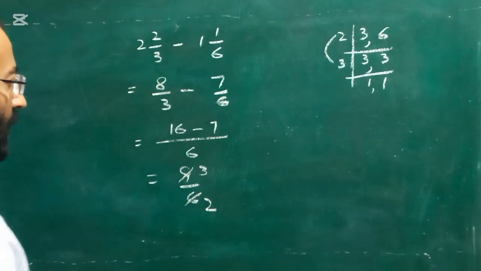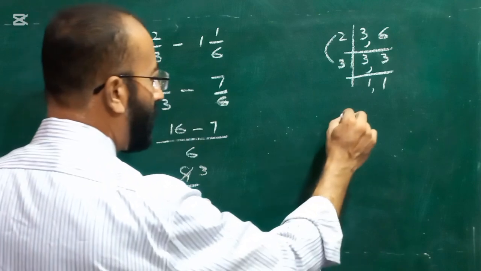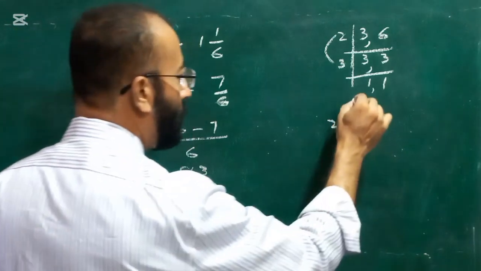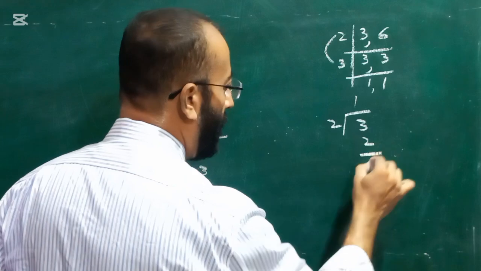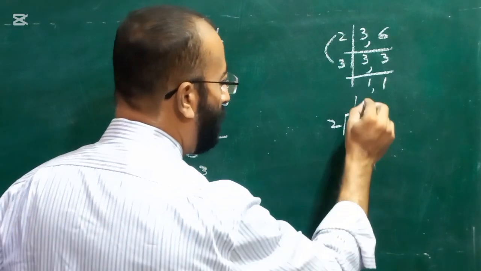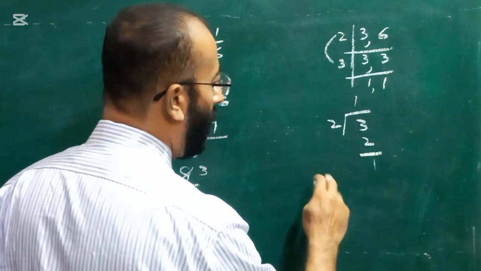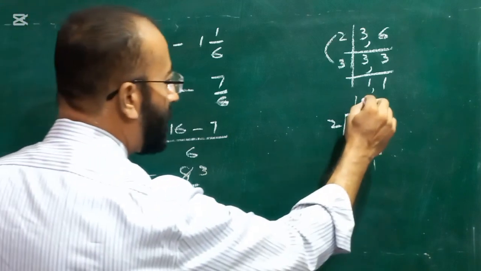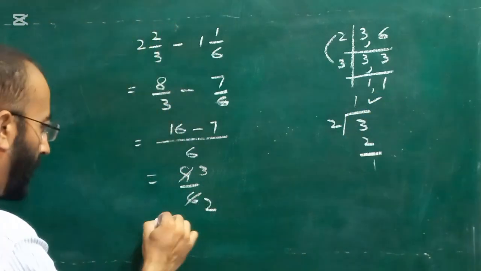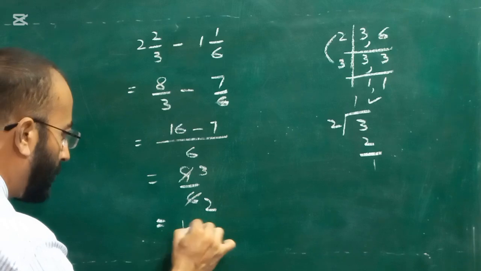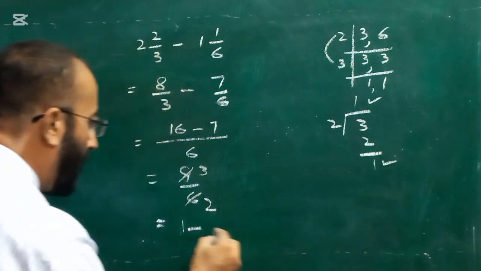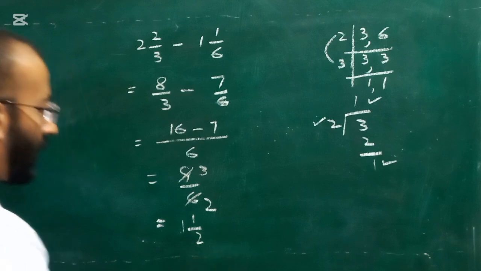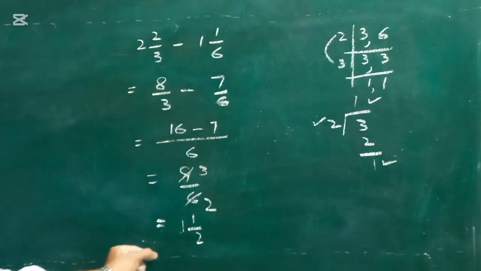So we get 3 by 2. Now we will divide it. 3 goes into the bracket and 2 outside the bracket. 2 ones are 2, and the remainder is 1. Now we write this as a mixed number. The quotient becomes the whole number part, the remainder becomes the numerator, and the divisor becomes the denominator. So this is the answer.